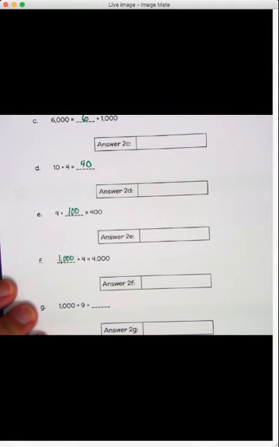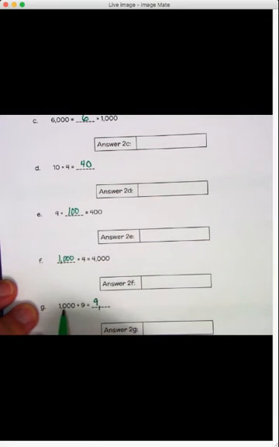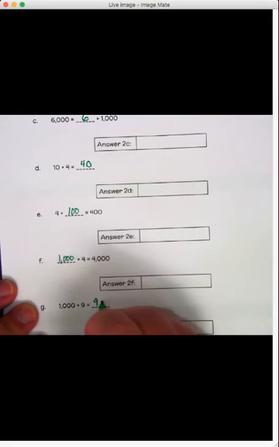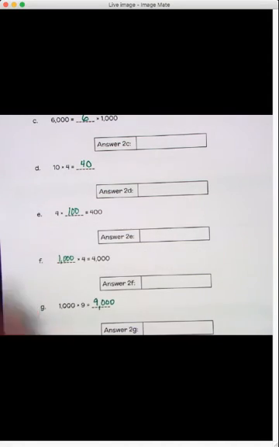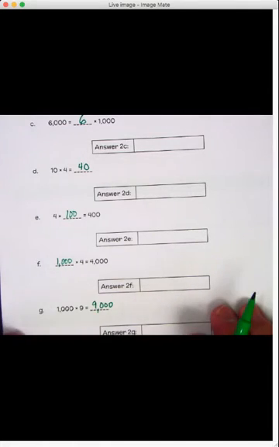See how simple? 1,000 times 9. Well, we put our 9 down, multiplying by 1,000, so we add 1, 2, 3 zeros. Same thing as saying I have 9,000s. 9,000. Okay.